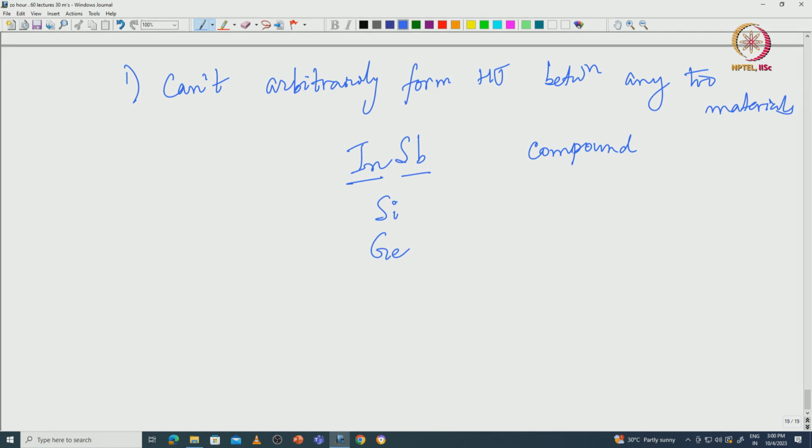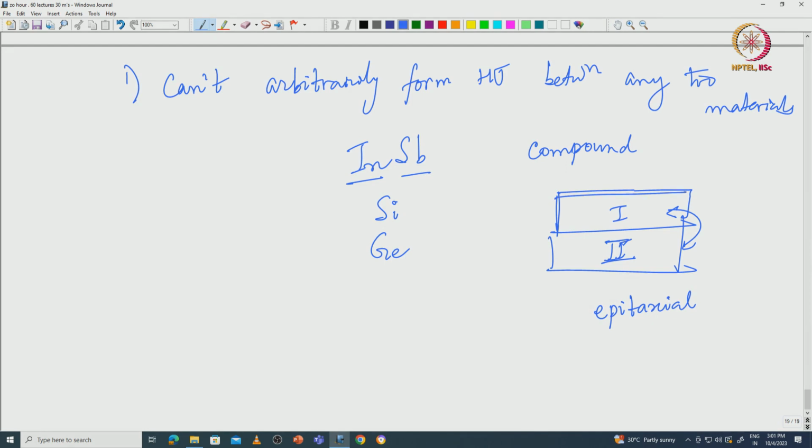Now whenever you form heterojunction, suppose this is your material 1, which you are forming on top of material 2. So material 1 on top of material 2. You cannot arbitrarily form a heterojunction between material 1 and material 2 in the conventional sense where you can make an RF device. The heterojunction needs to be epitaxial. What it means is that the crystal structure of layer 1 has to mimic the crystal structure of layer 2.